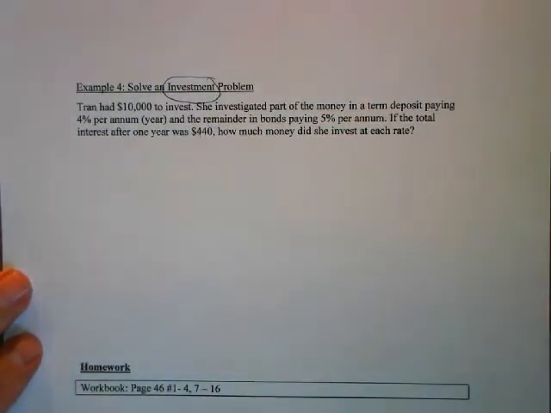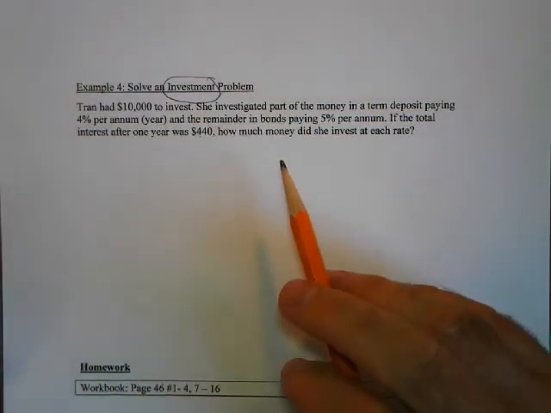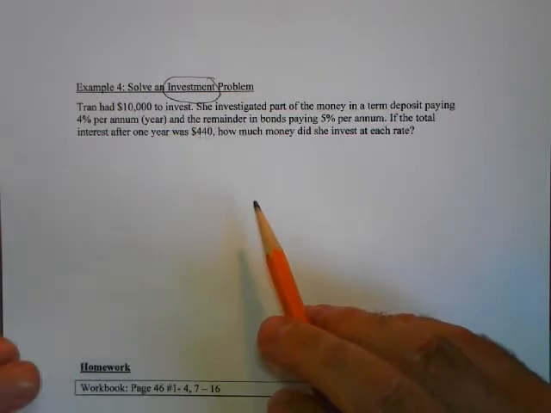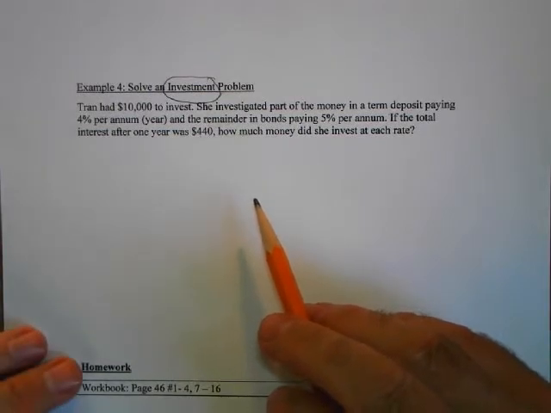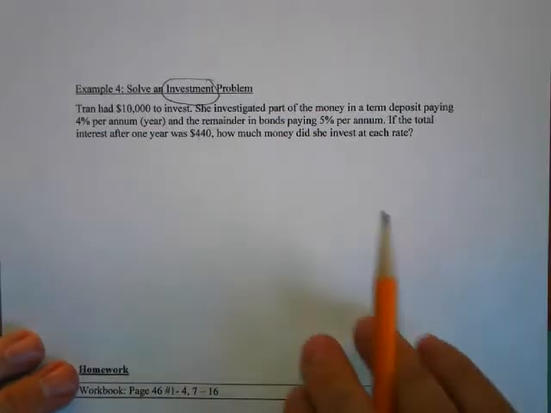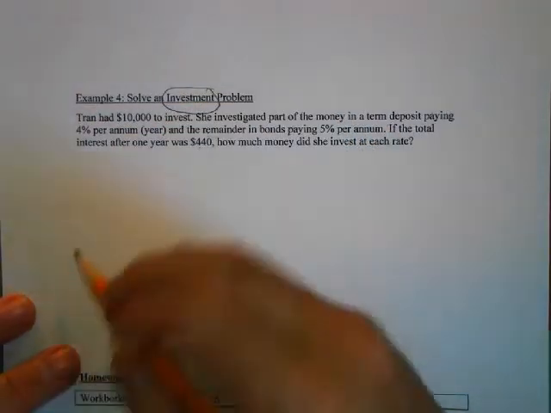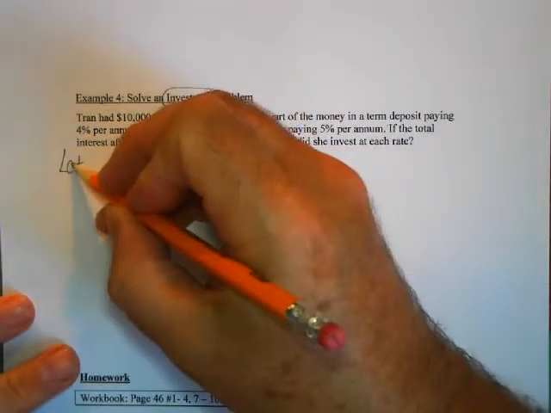Some of the money went into term deposits, some went into bonds. So again, you could use X and Y, or you could use T and D, but I'd really avoid using T, because T's look a lot like X's and plus signs sometimes, and it's easy to get them confused. So I'm going to use the old reliable X and Y here.